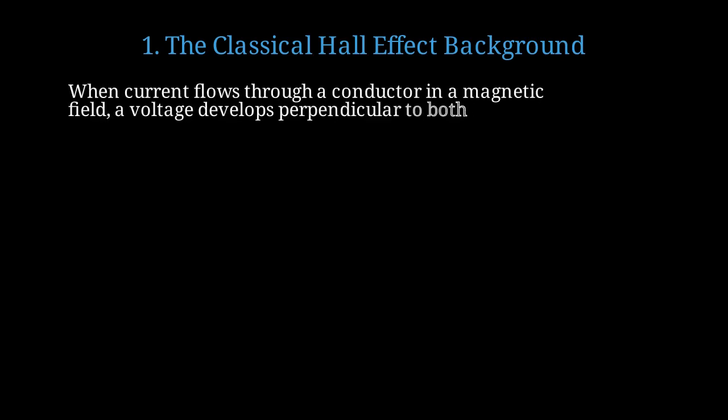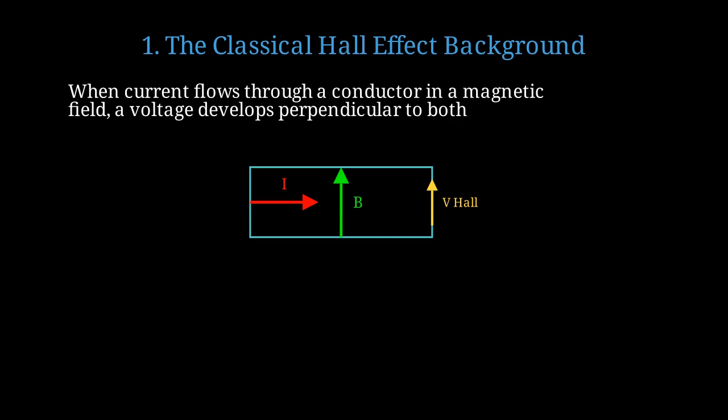Before we understand the quantum Hall effect, we need to understand the classical Hall effect discovered by Edwin Hall in 1879. When electric current flows through a conductor in the presence of a magnetic field, a voltage develops perpendicular to both the current and the field. Here we see a conductor with current I flowing through it, magnetic field B perpendicular to the current, and the resulting Hall voltage developing across the width.